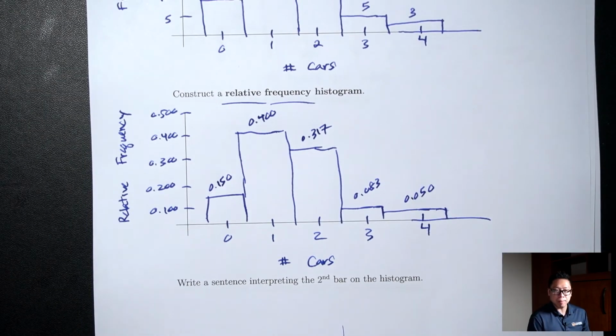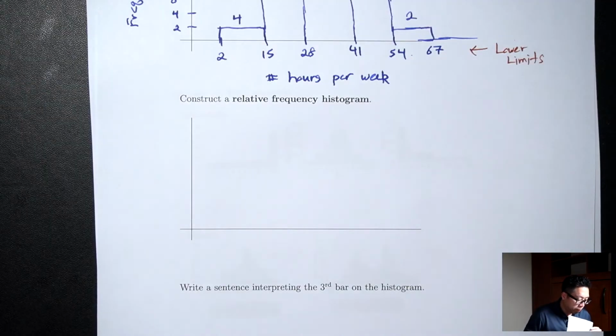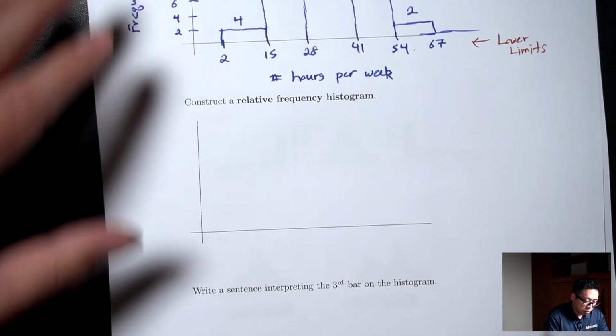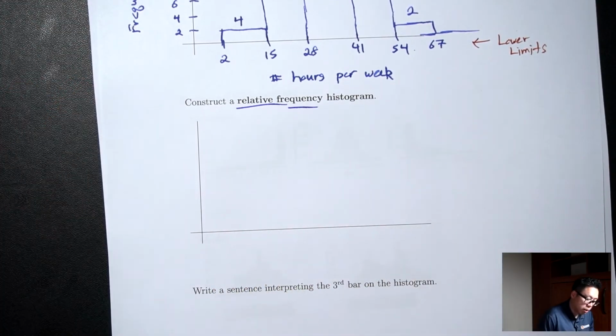Now, let's go to situation 2 and make a relative frequency histogram for this one. So I'm going to put relative frequency on the y-axis.